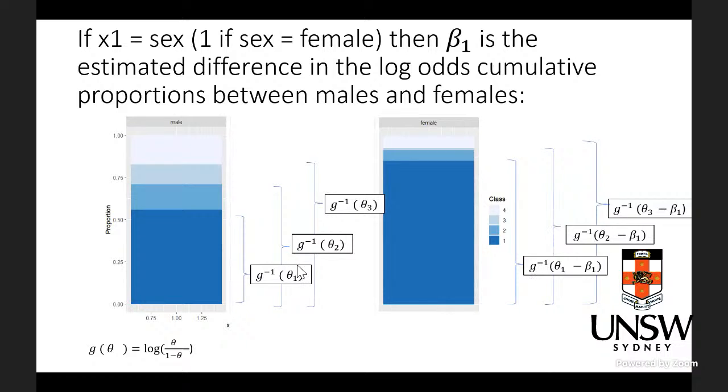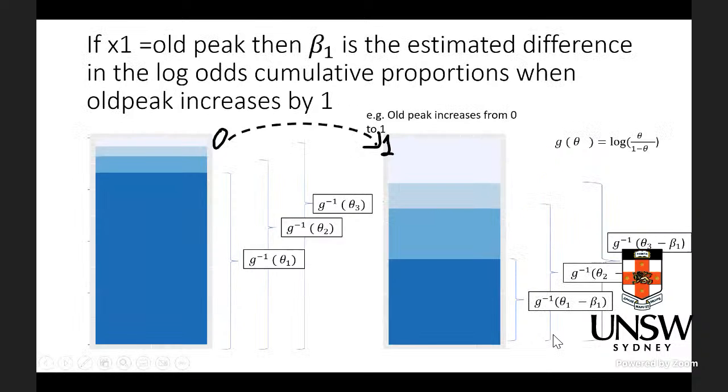It's so that the way we interpret the regression coefficient is the chance of going into a higher class. So if you're female, you have a lower chance of being in a higher class, and that's why the regression coefficient will be negative. So it means you're less likely to have severe coronary artery disease.